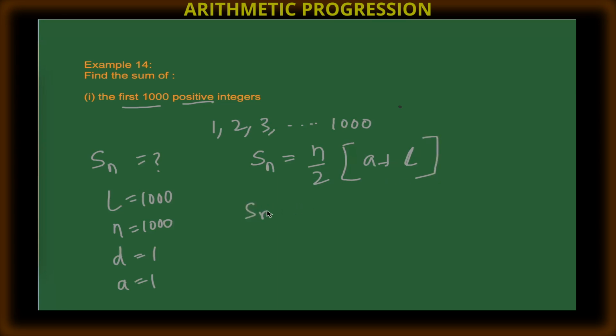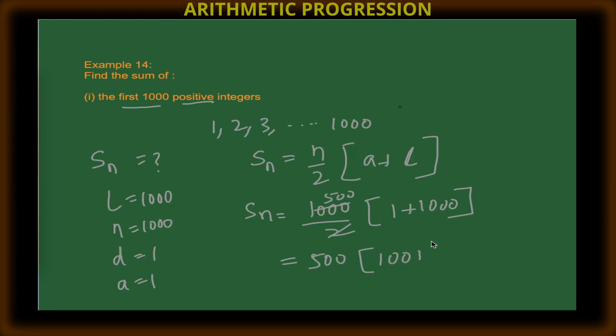Okay, Sn is equal to n, which is 1000, divided by 2, into A, which is 1, plus L, the last term, 1000. So 1000 by 2 is 500, into 1001. Multiplying 500 by 1001 gives 500500. So we have found the sum of the first 1000 terms.